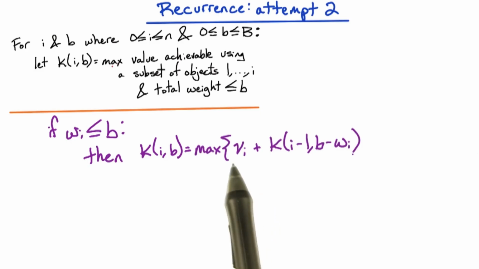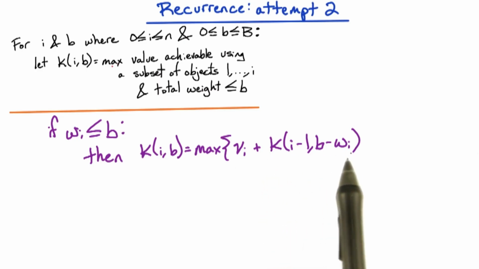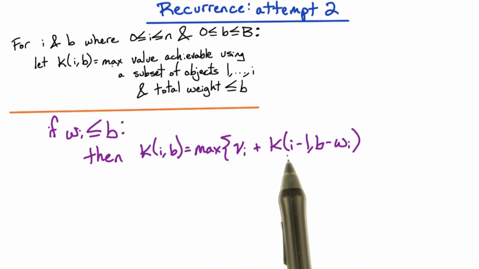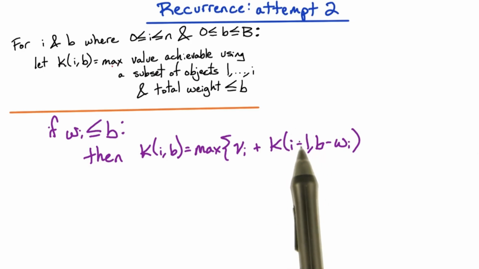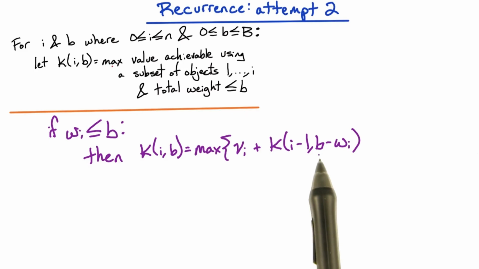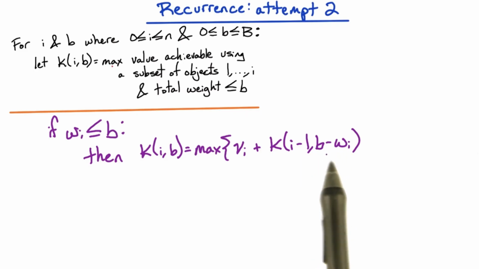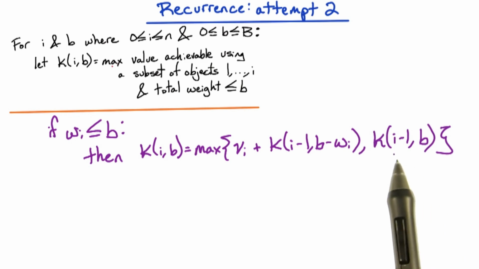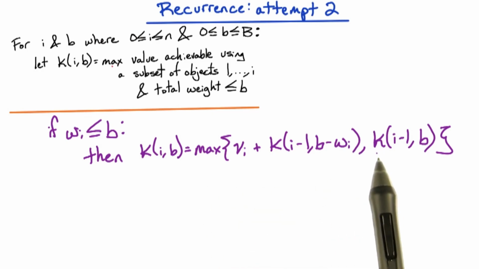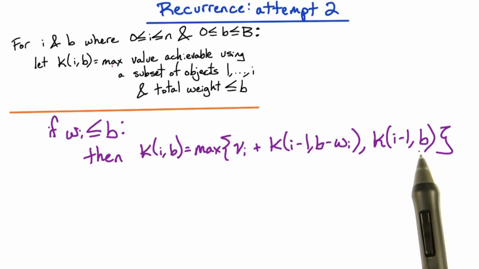If we include object i, we gain value vi for object i, plus we gain the value from the optimal solution to the subproblem which uses a subset of objects 1 through i minus 1 and has total capacity available little b minus wi. The minus wi is because we forced wi, object i, to be included in the backpack. The other scenario is that we don't include object i in the solution, and then the optimal solution is also going to be a subset of objects 1 through i minus 1, since object i is not being included, and the total capacity available stays the same.